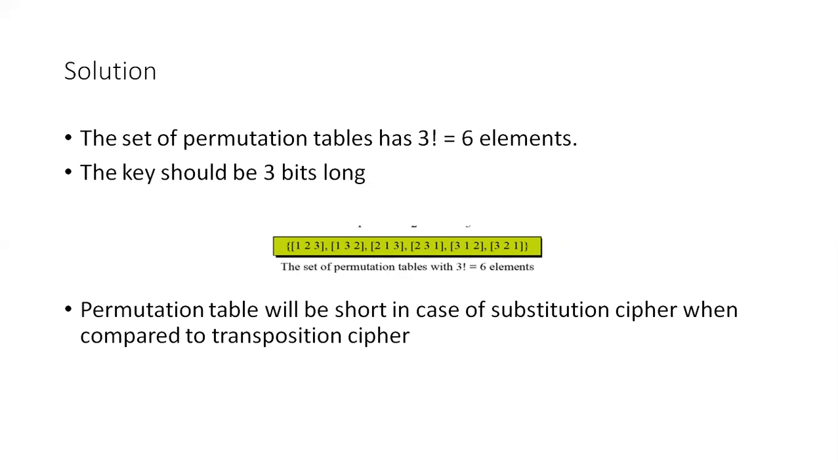So the permutation table will be shorter in the case of substitution cipher when compared to transposition cipher. So ciphers are of two types. One is substitution cipher, the other one is transposition cipher. The number of entries in the permutation table will be less in the case of substitution cipher when compared to transposition cipher.